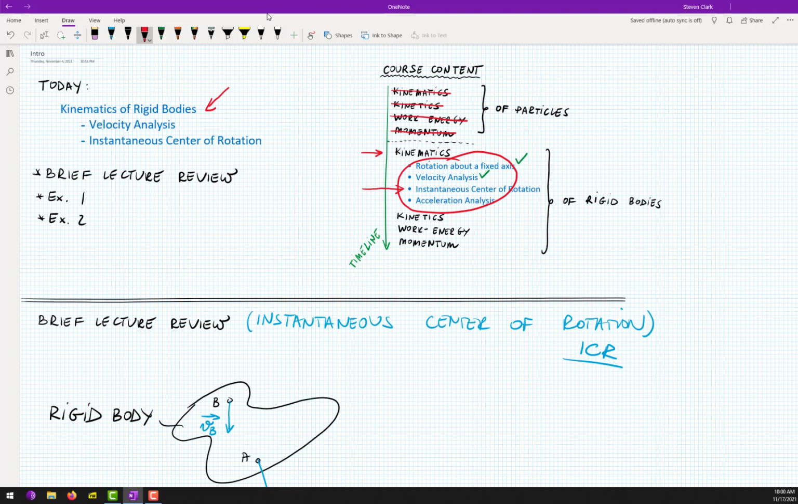Last week we covered rotation about a fixed axis and velocity analysis, and today we will focus on instantaneous center of rotation. On Friday we will talk about acceleration analysis, but today we will talk about ICR. The plan for today is a brief lecture review and then 2 examples. Without further ado, let's dive straight into our discussion.